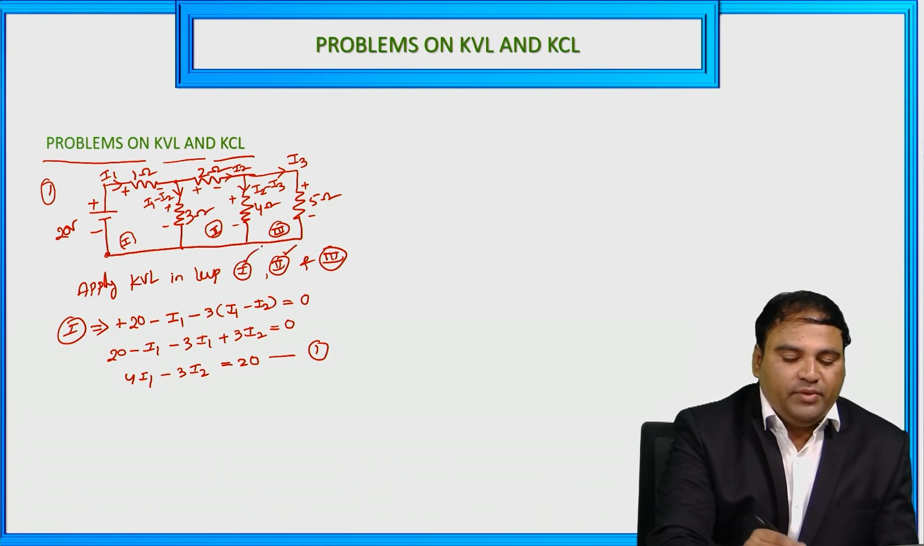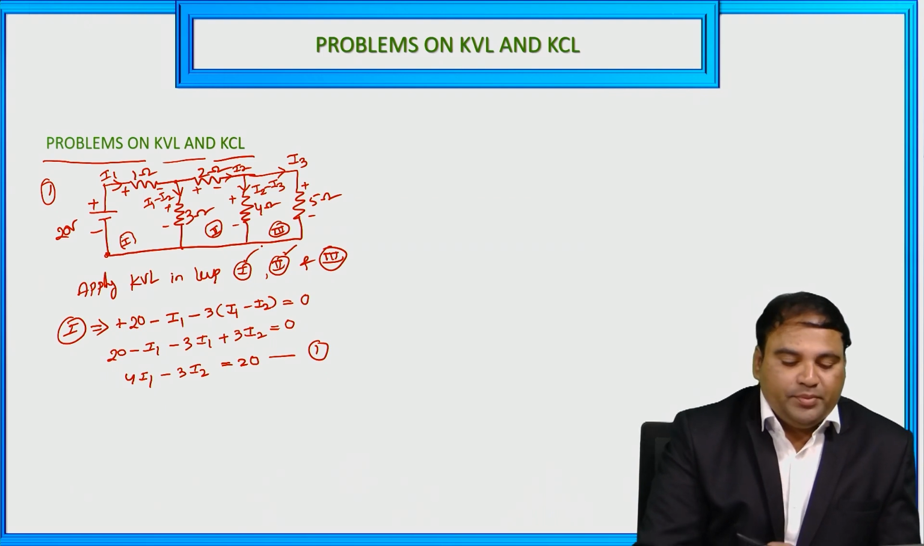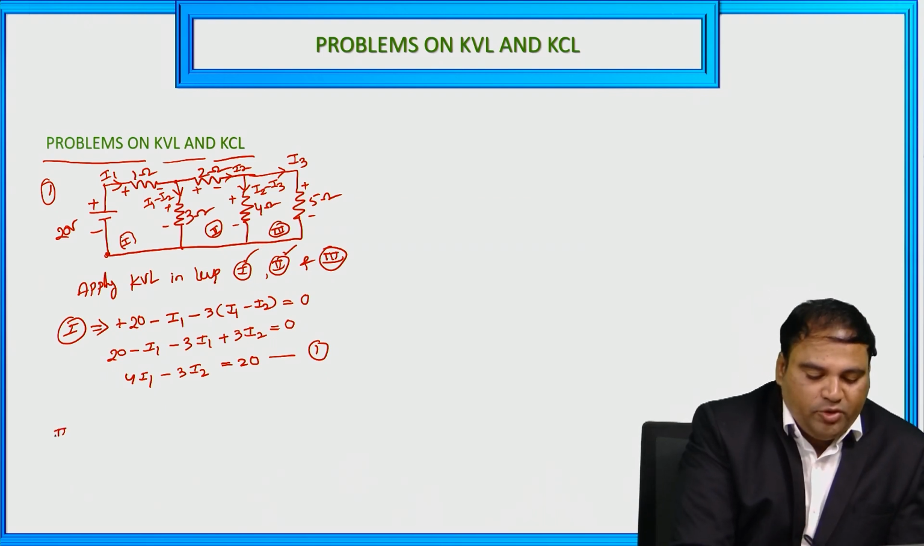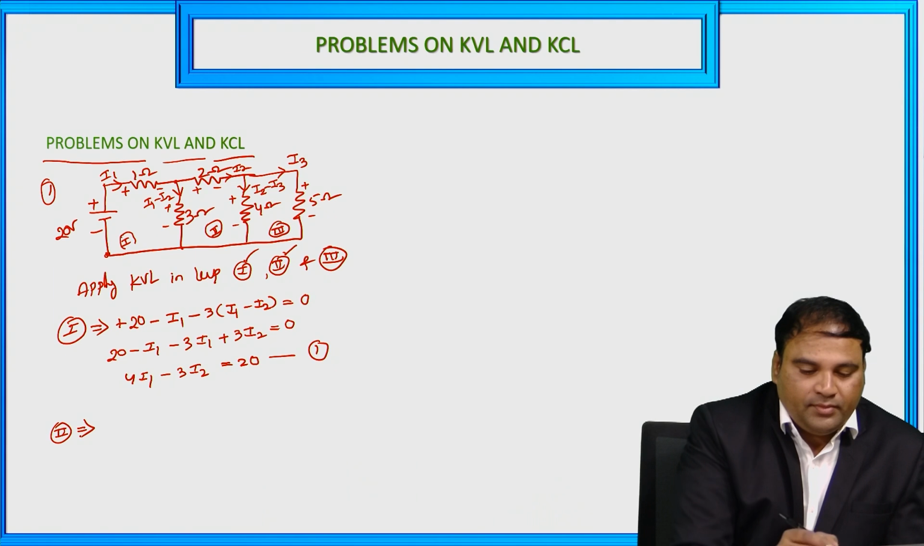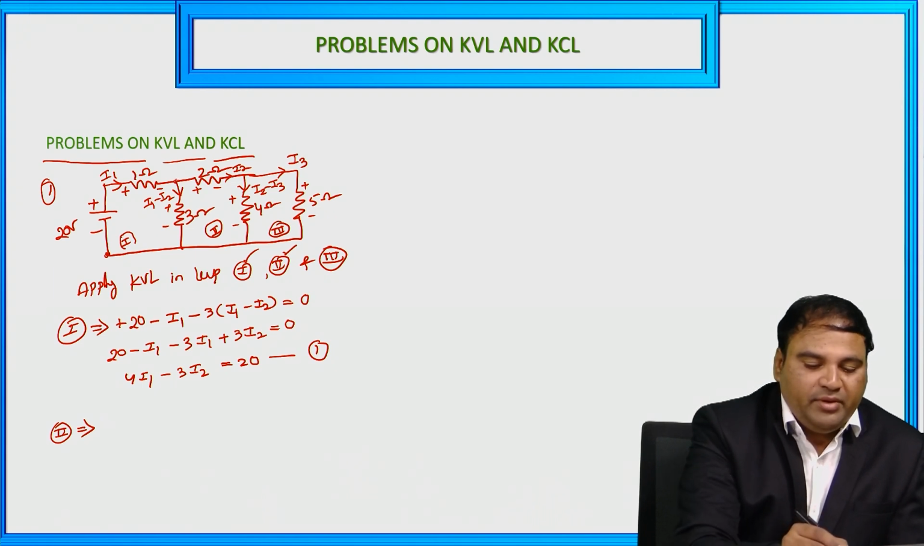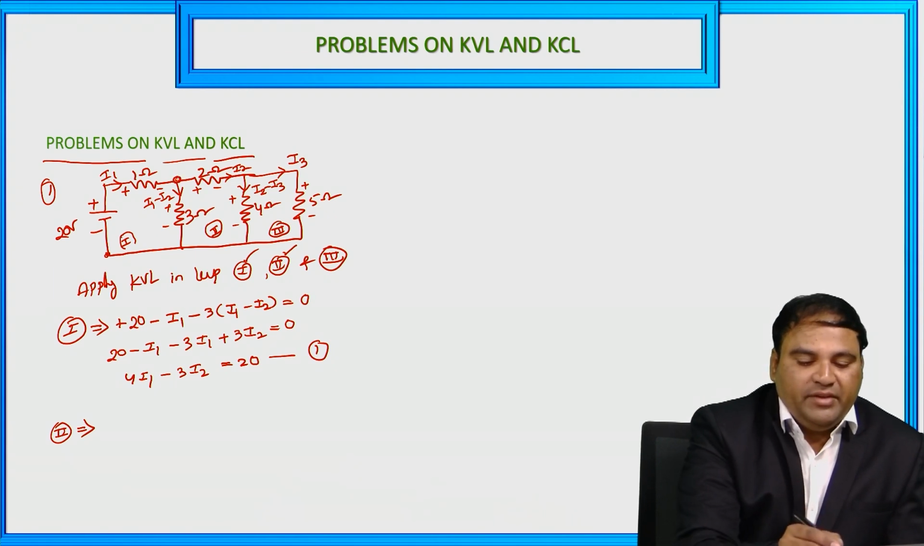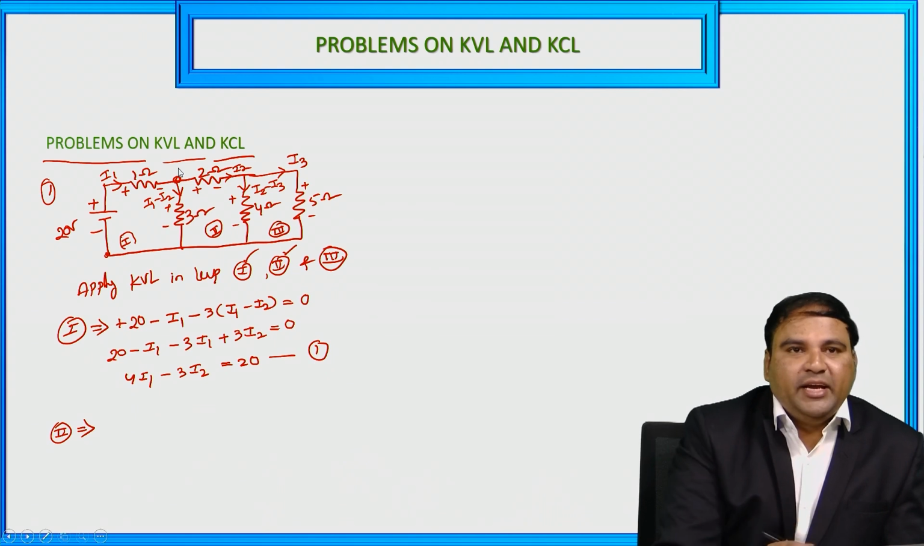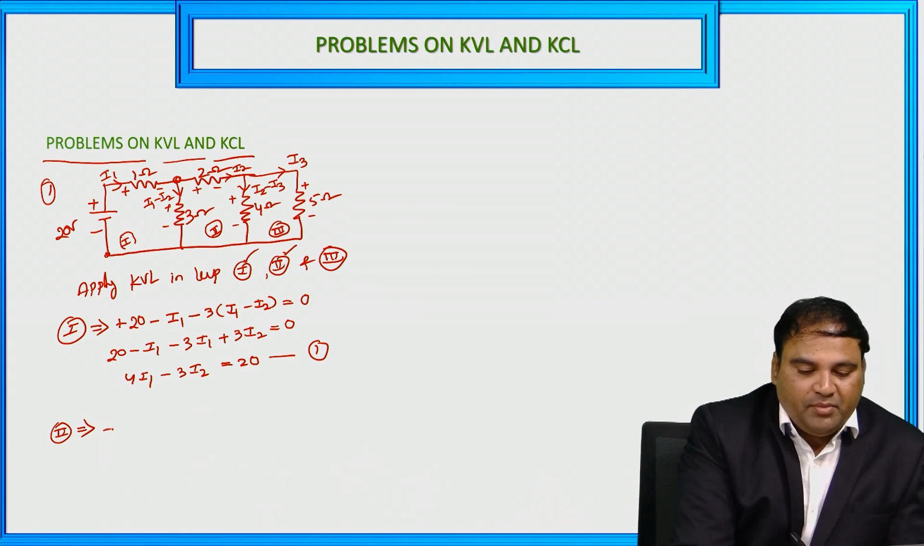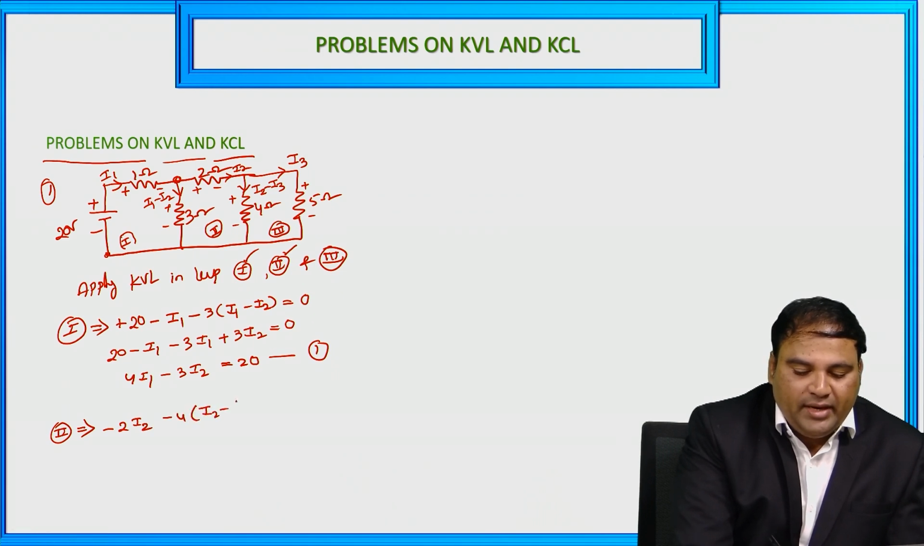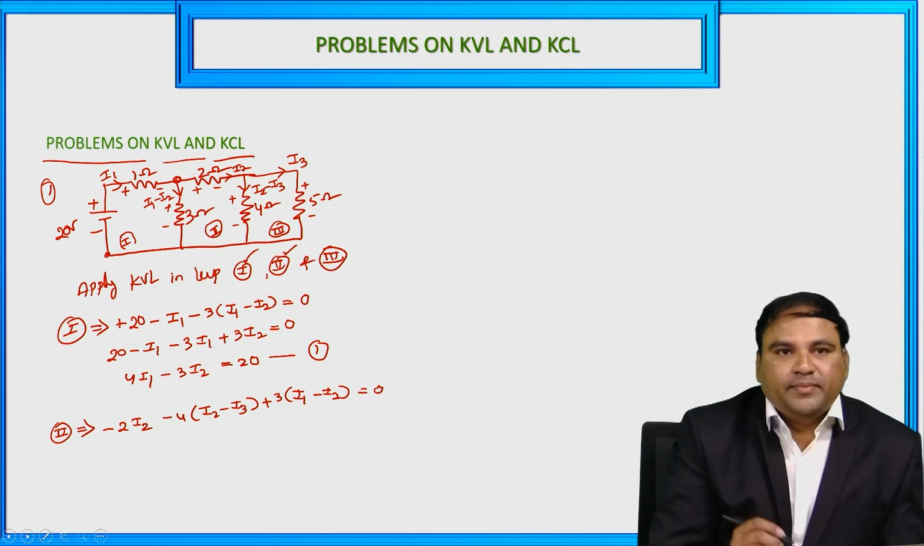So loop 1 is over. Now apply KVL in the second loop. Now the second loop equation is: here I am starting from this point. When starting from this point, we always take the second polarity. That is minus 2I2 minus 4 into (I2 minus I3) plus 3 into (I1 minus I2) equal to 0.